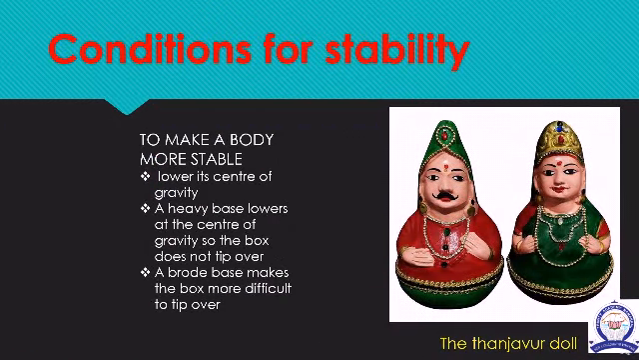Conditions for stability. To make a body more stable, lower its center of gravity and increase the area of its base. This box is at the point of tipping over. A heavy base lowers the center of gravity, so the box does not tip over. A broad base makes the box more difficult to tip over.